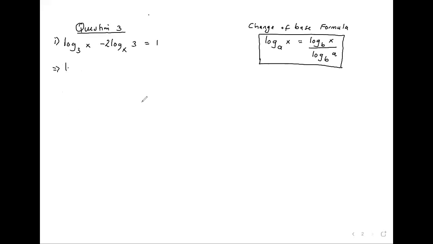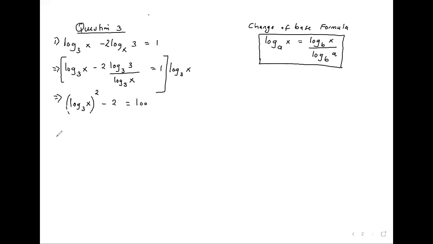So the point is the logs have different bases. It's simple. Let's make the bases the same. Apply change of base: log a of x is log x over log b. Very good. So change the base from x to 3.